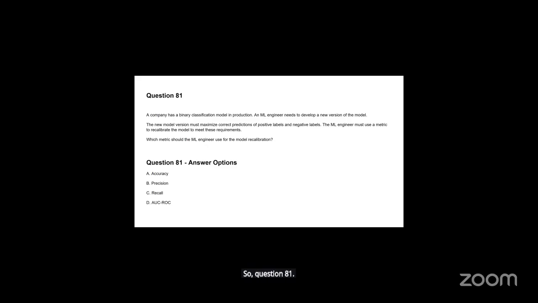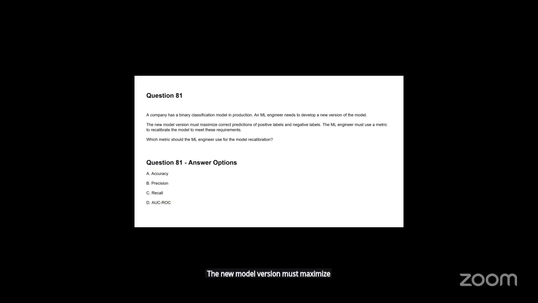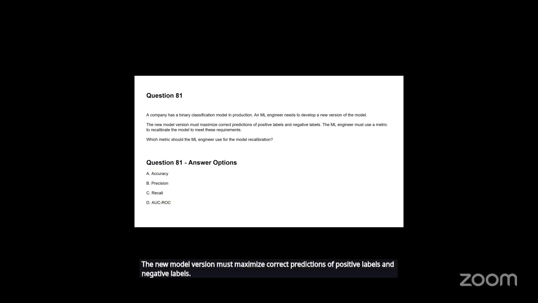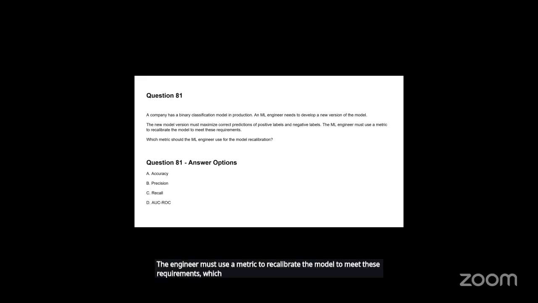Question 81. A company has a binary classification model in production. An engineer needs to develop a new version of the model. The new model version must maximize correct predictions of positive labels and negative labels. The engineer must use a metric to recalibrate the model to meet these requirements. Which metric should the engineer use for model recalibration? Accuracy, precision, recall, AUC, ROC.